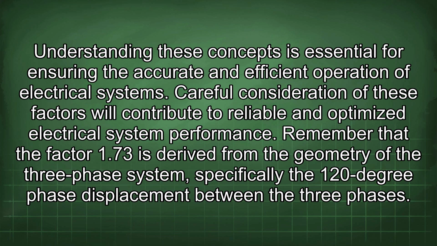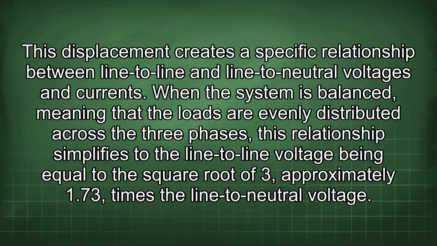Remember that the factor 1.73 is derived from the geometry of the three-phase system, specifically the 120-degree phase displacement between the three phases. This displacement creates a specific relationship between line-to-line and line-to-neutral voltages and currents. When the system is balanced, meaning that the loads are evenly distributed across the three phases, this relationship simplifies to the line-to-line voltage being equal to the square root of 3, approximately 1.73 times the line-to-neutral voltage.